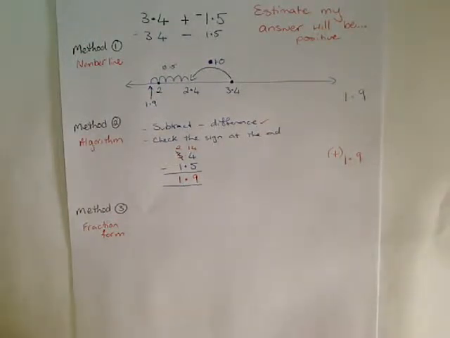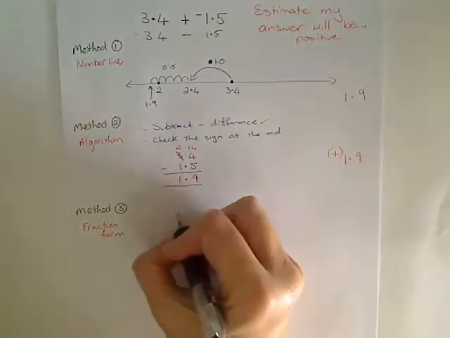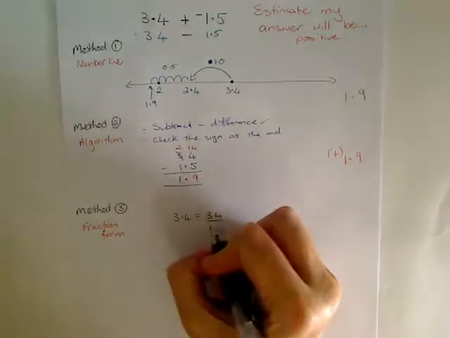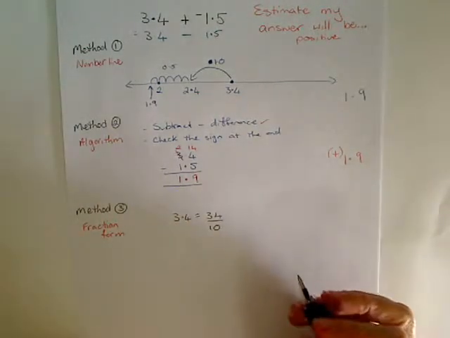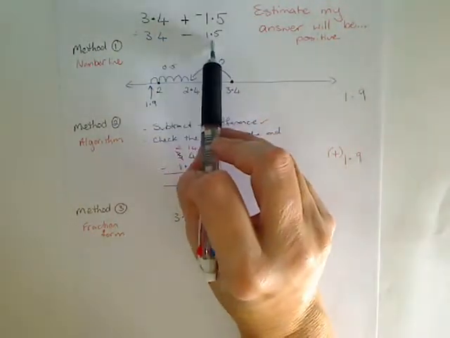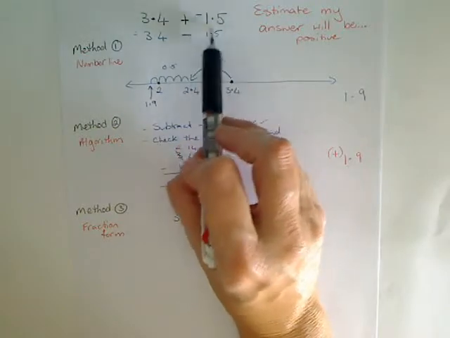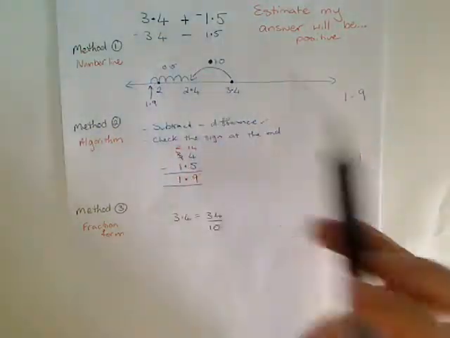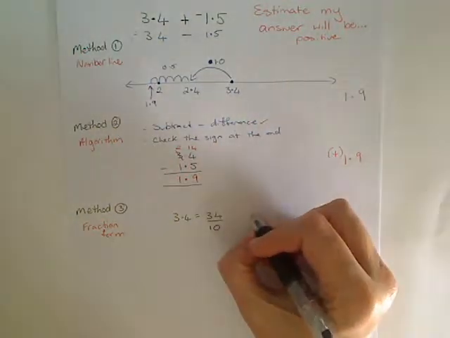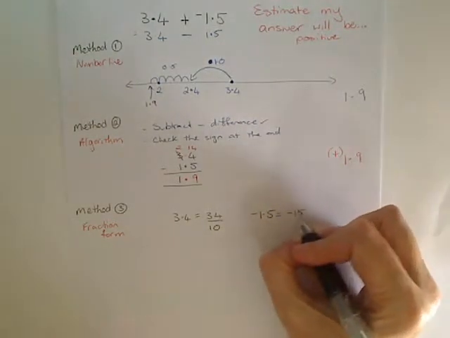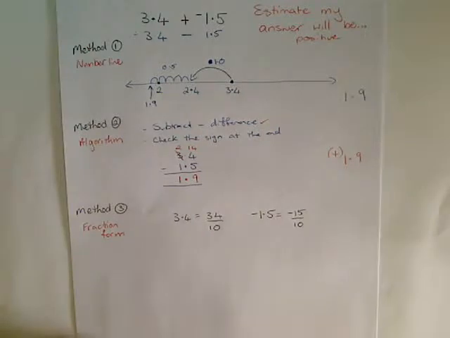For fractions, 3.4 can be written as 34/10, and you could either use the subtraction here, or I'll use the negative just so you can see it works, but you could go straight to a subtraction. I'll say that negative 1.5 is equal to negative 15/10, and now I can add them up.